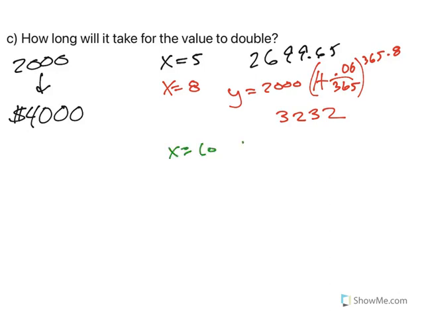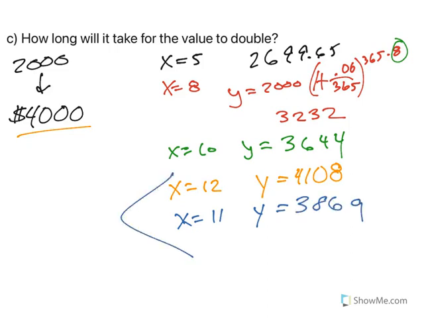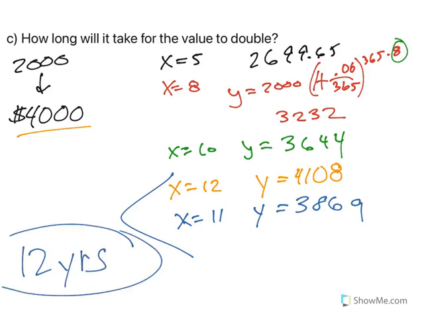I try 10. Substitute 10 in for the year, and I get 3,644. It's too small. I go up by 2, so I'm going 12. That's 4,108. Okay, so that's higher than 4,000. What does 11 give me if I go back down by 1? 3,869. So it's somewhere between 11 and 12 years, but to be over 4,000, I need 12 years. So just 12 years to get over the 4,000 so I can officially double my money.